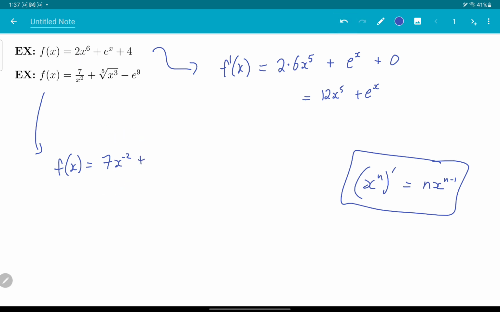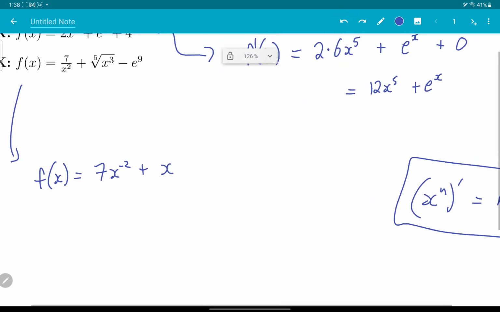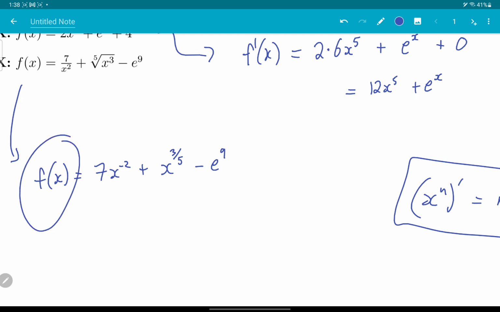And then my next one, this guy can be written as a fractional exponent. So you've got to remember that the 3 ends up as the top of the fraction. So it's going to be 3 over 5 for my fraction. Then e to the 9 won't change. Okay, so notice I have not found f prime yet. This is still just f of x, rewritten to make my life easier. Okay, now I'll find f prime.